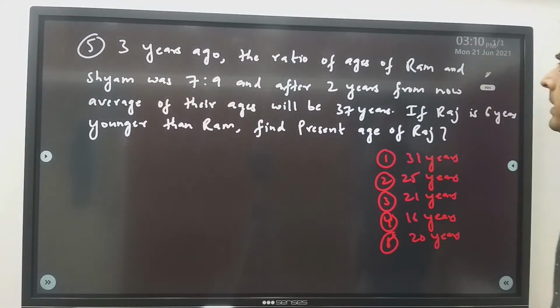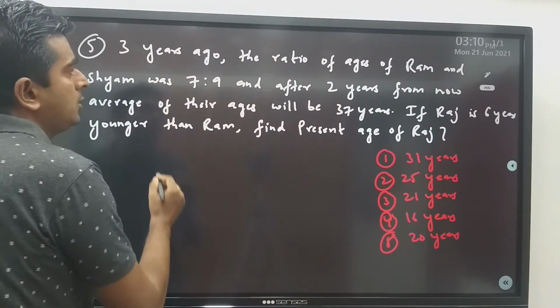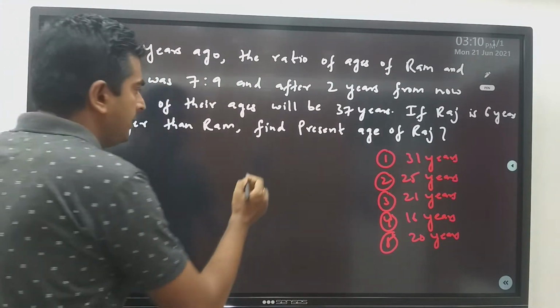3 years ago, the ratio of the ages of Ram and Shyam was 7:9, and after 2 years from now, the average of their ages will be 37 years. If Raj is 6 years younger than Ram, find the present age of Raj. Right? Very important question also. So 3 years ago, the ratio of Ram and Shyam is how much? 7:9.